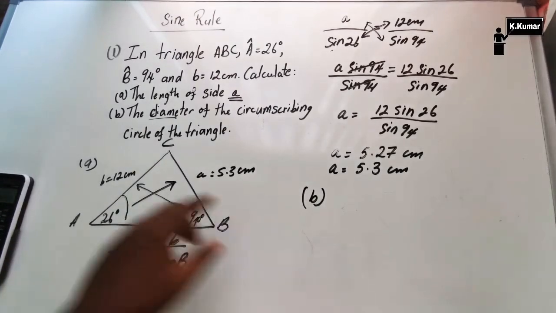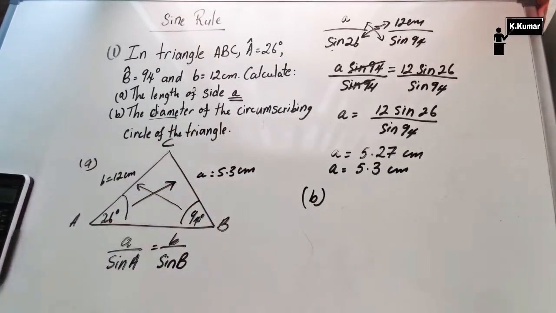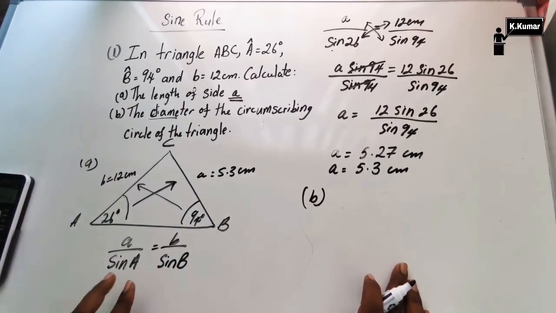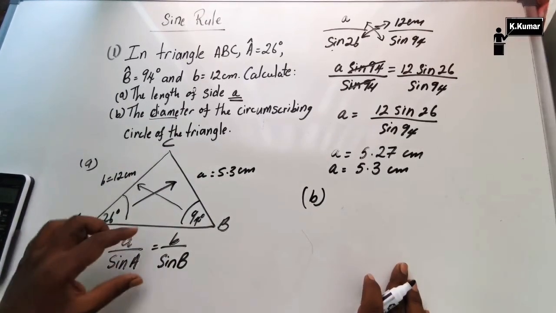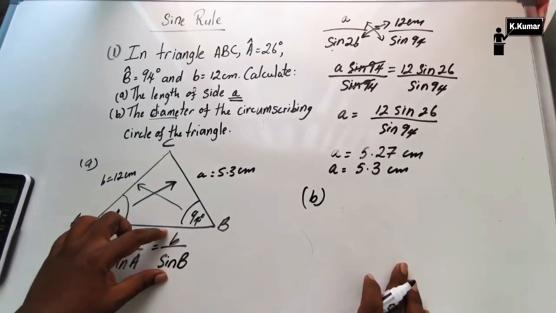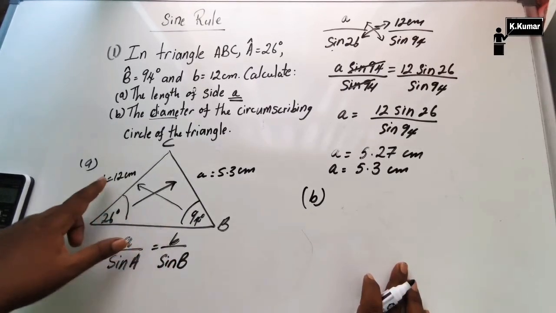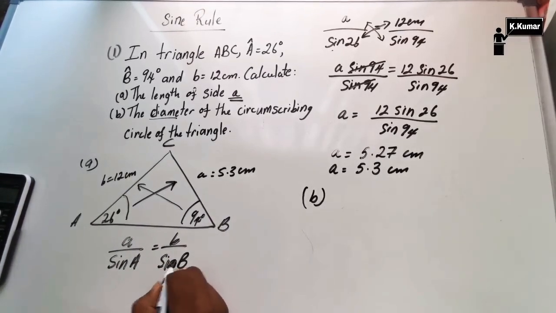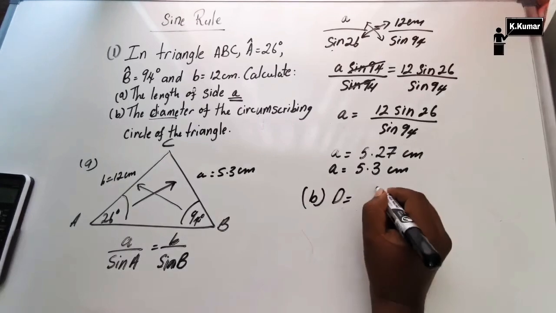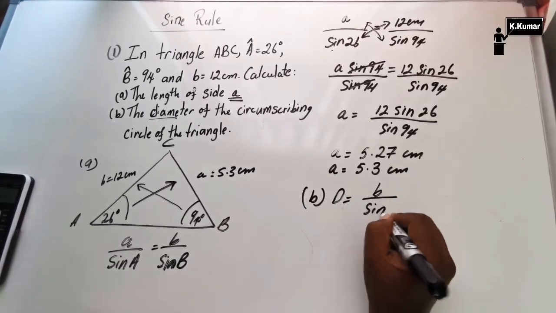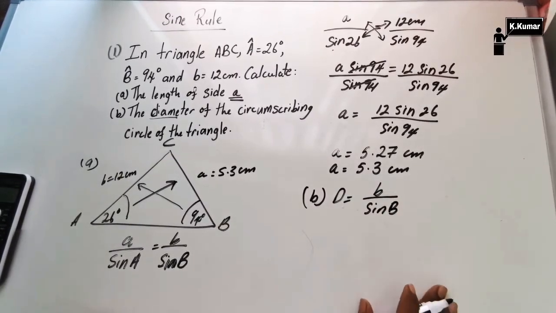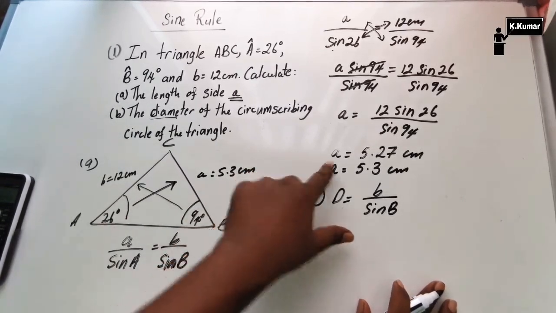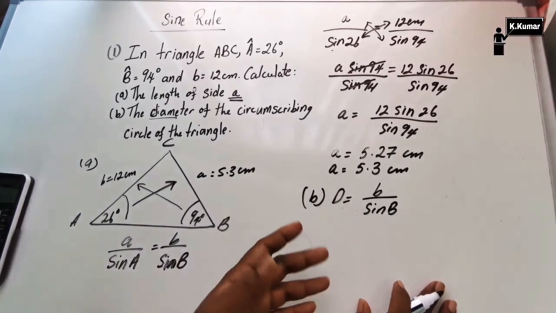Now the B part, the diameter of the circumscribing circle. To find the diameter of the circumscribing circle, we take one of these, either one. Since B is given, and B is given as 12 over sine of 94, let's use this. So the diameter is equal to B over sine B, right? You could have taken A over sine A, but remember we just calculated A, but we already know B, so let's use B.